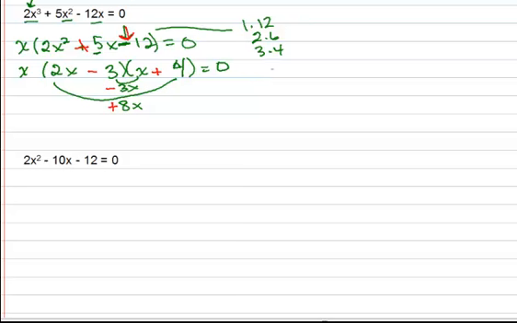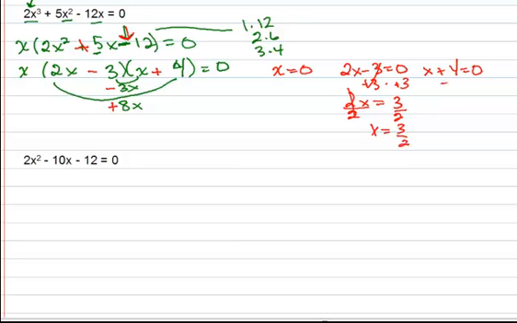And now we've got 3 factors. So we set each factor equal to 0 and solve. Again, using the same skills that we were using a long time ago. At least it feels like a long time ago. So now we see that we have 3 solutions. X equals 0, x equals 3/2, and x is equal to negative 4.